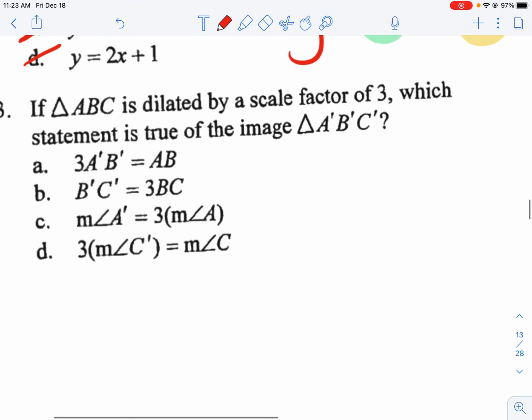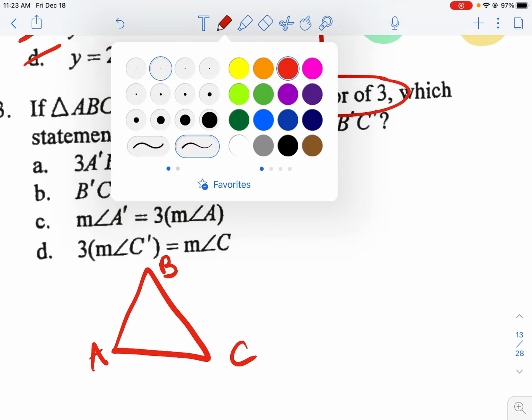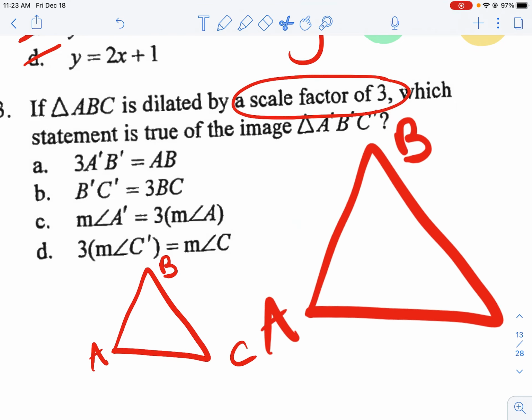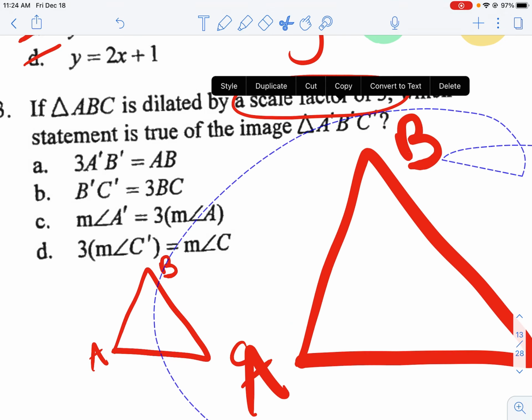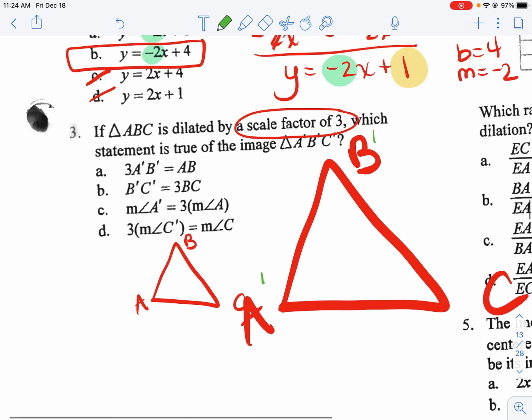We have a triangle ABC, and I'm just going to sketch it out so we can look at it, and it's dilated by a scale factor of 3. What is true of the image A'B'C'? So I'm just going to copy this and paste it. When we're dilating by a factor of 3, what are we doing? We're making it 3 times as big. I don't know if I can make it exactly 3, I'm just estimating here, guys. And I'm going to put on my little labels. Oops, I lost the C.